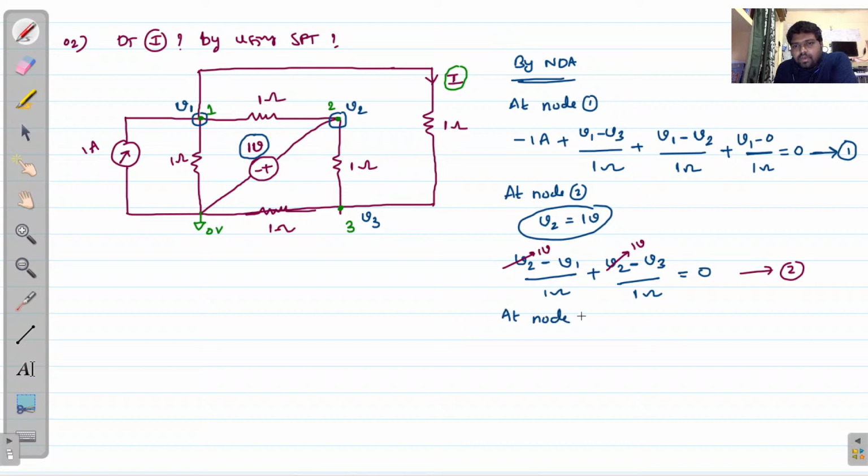Similarly, you can apply the nodal expression for node 3. At node 3, this is your node 3. We have three branches: this 1 ohm, this 1 ohm, and this 1 ohm. Now you can apply KCL.